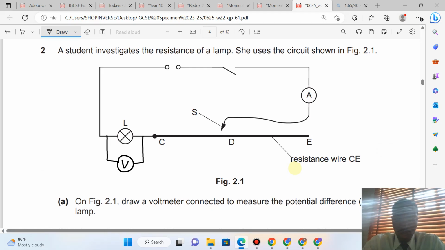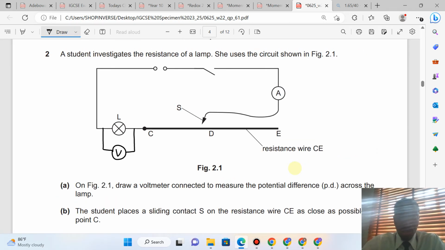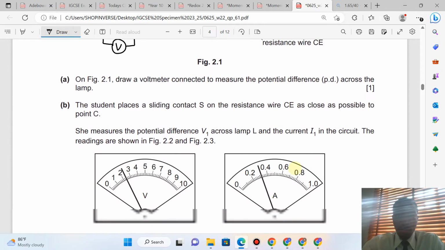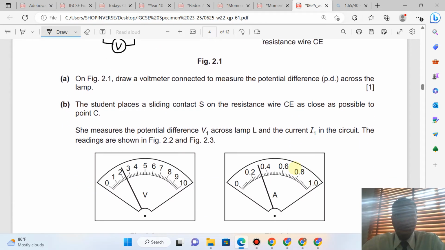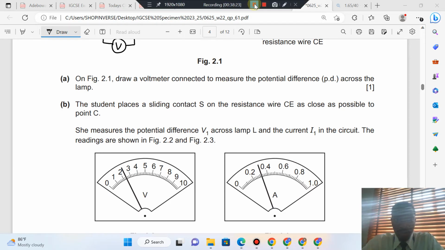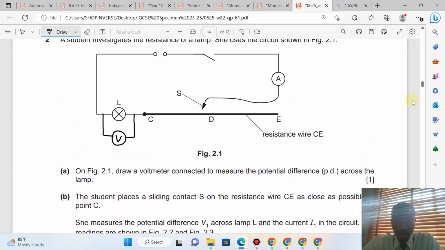So we go straight to the next question. The student places a sliding contact S on the resistance wire CE as close as possible to the point C. Okay, so we look, this is the point C. So this sliding contact was placed at this point. Okay, good. So what's the next thing?